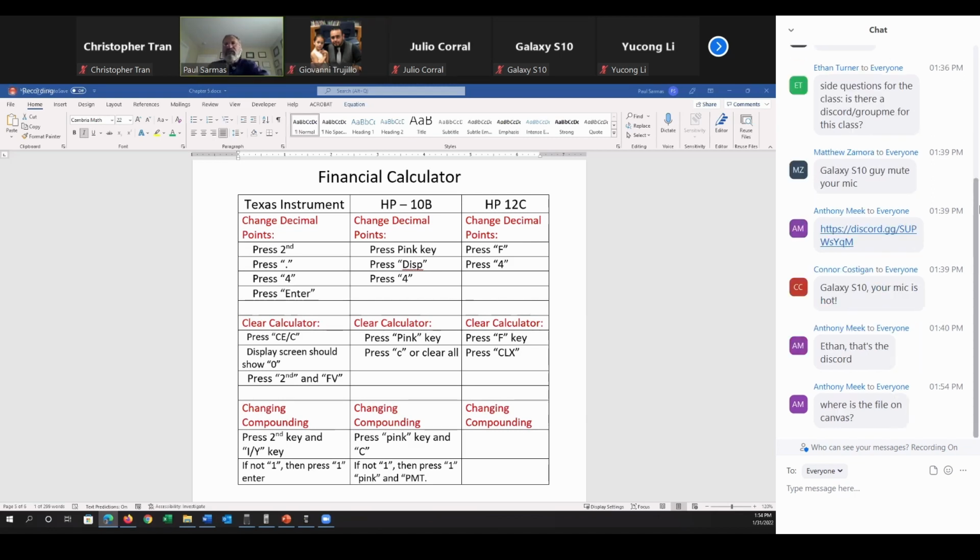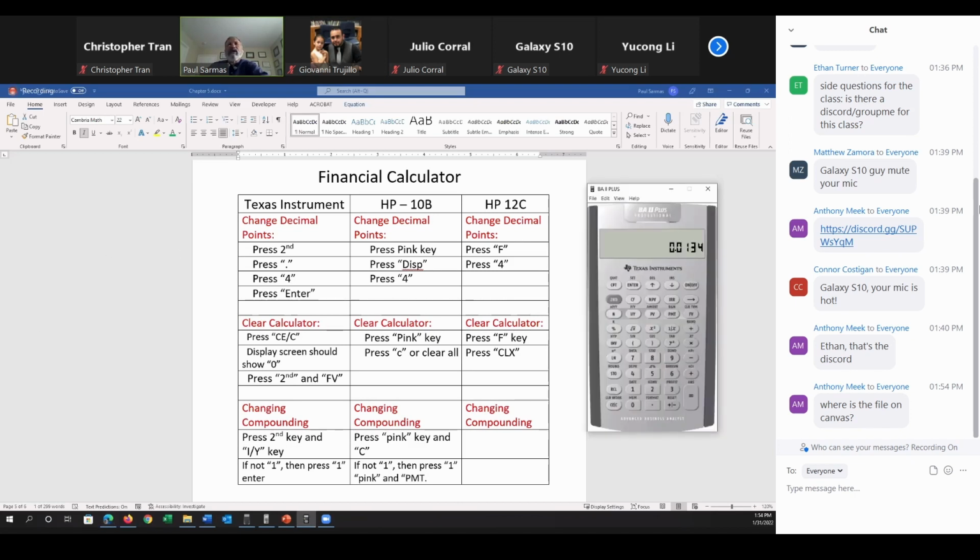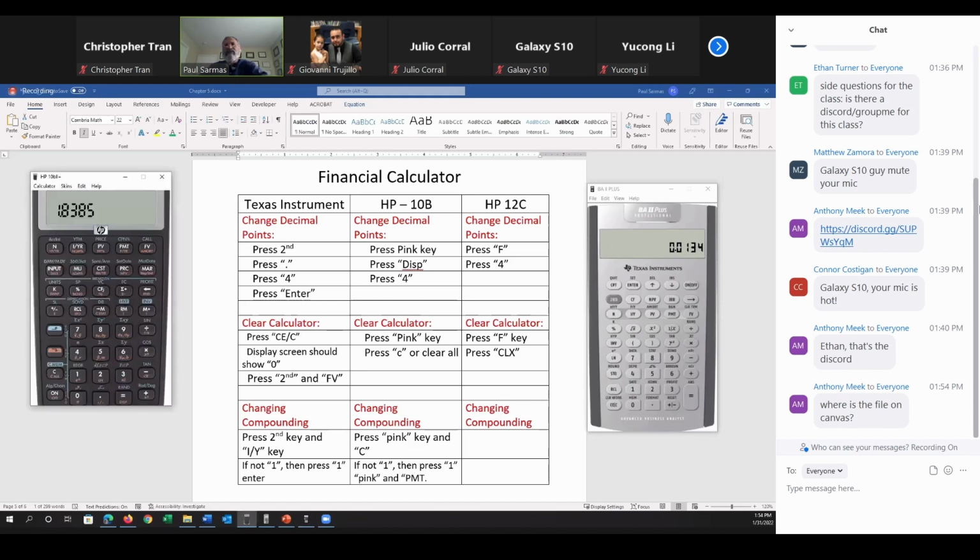So let's do this now. Let me go back to my notes. Here it is. You can see both calculators. If you cannot see, let me know. You should be able to see both calculators. All right, so I'm going to do Texas Instruments first.